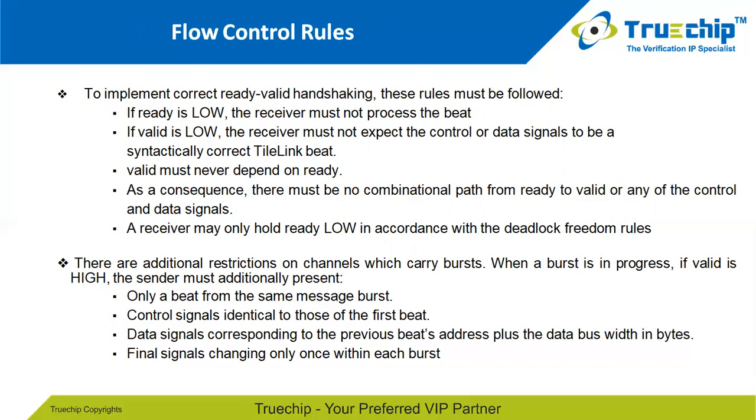The sender must present only the beat from the same burst. It should present the control signals identical to those of the first beat, and all the data signal corresponding to the previous beat address plus the data bus width in bytes. It should also present the final signals changing only once within each burst. So all these are the flow control rules which must be followed in TileLink.